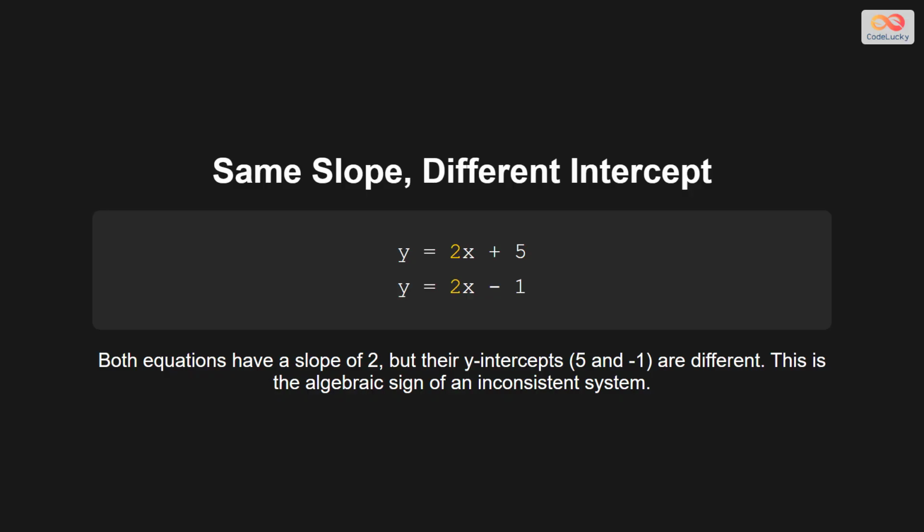We can identify an inconsistent system without even graphing. If we look at the equations in slope-intercept form, which is y = mx + b, the m represents the slope. If the slope is the same for both equations, but the b value, the y-intercept, is different, then the lines are parallel. This is the algebraic fingerprint of an inconsistent system.